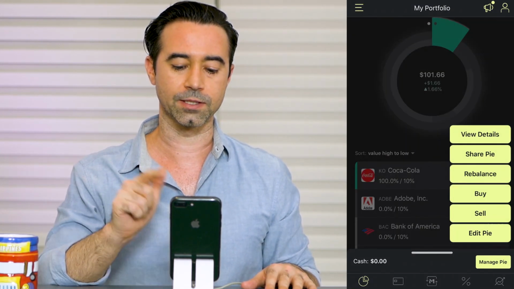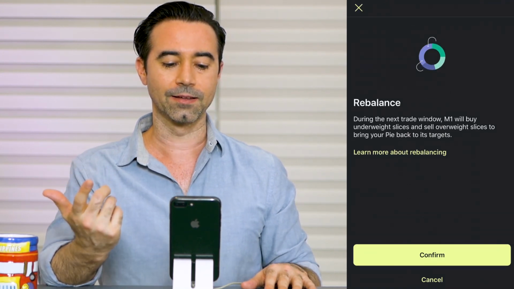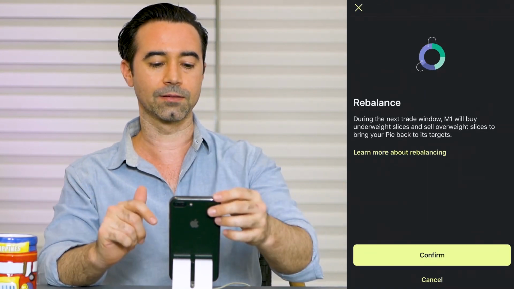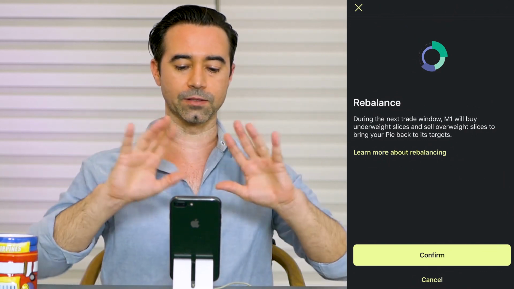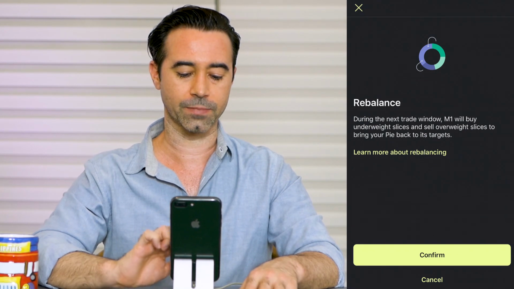If you see, I'll just hit that rebalance button and it says rebalancing available, because basically it's not set up yet because everything's still processing. So there you go, rebalancing, very important.